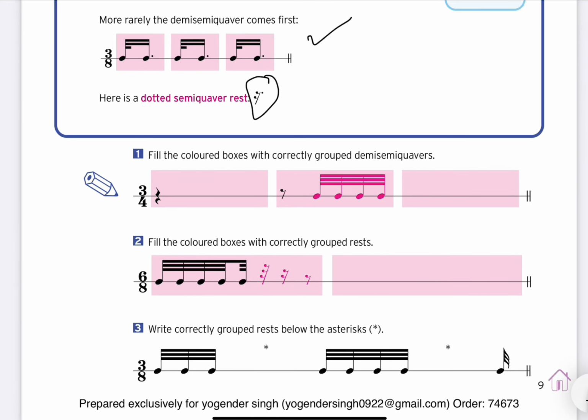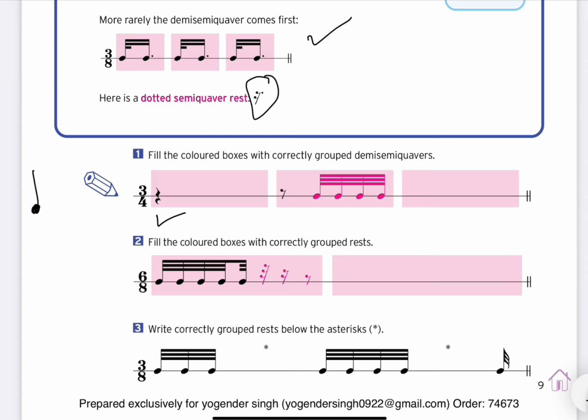Okay, so let's do the first one. Fill the colored boxes with correctly grouped demi-semi quavers. The time signature is 3/4, so that means we need 3 crotchet beats in each of the boxes. In this one we have a crotchet rest, so this has been completed.